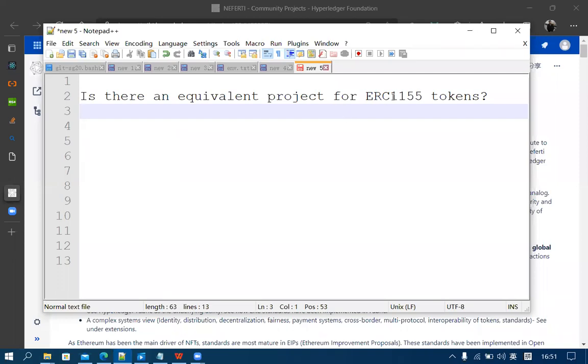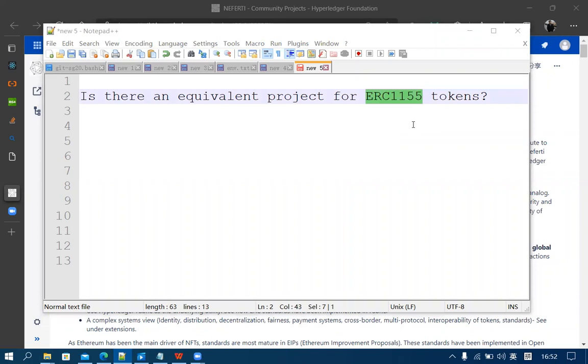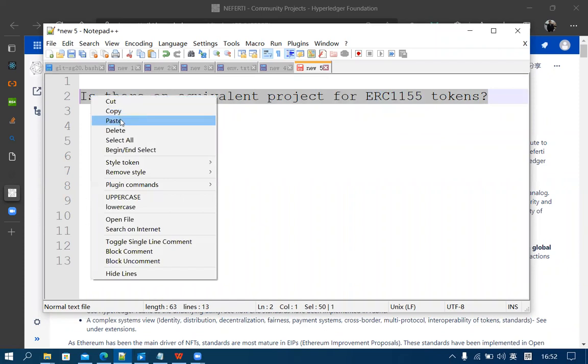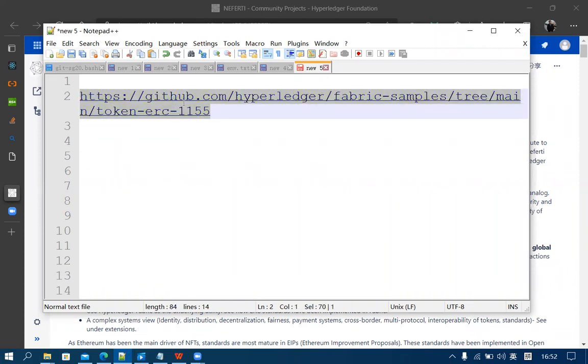Maybe we can. I'm not sure for 1155. So I'm not sure for this. Actually, he's asking is there any ERC1155 token sample? The community already has a similar chaincode like we have for NFT. I shared the link already. Yes, I see it. The link is here. We also have a sample there, but it's not today's topic.